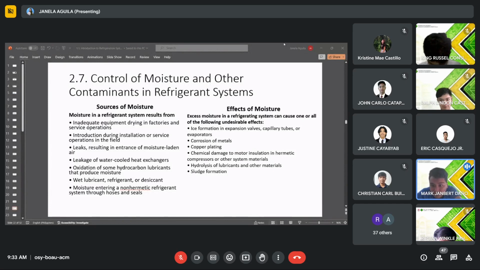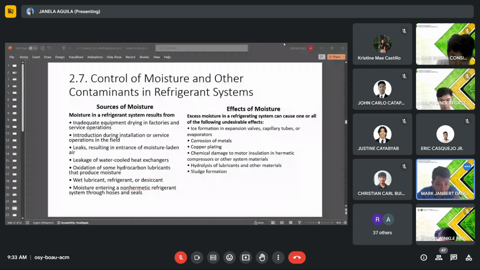Next is the corrosion of metals. Moisture ay nagre-react sa metal surfaces within the refrigeration system, leading to corrosion. Yung pong corrosion can weaken the structural integrity of components, compromise their functionality, and increase the risk of leaks. This can result in costly repairs and premature failure of the system.